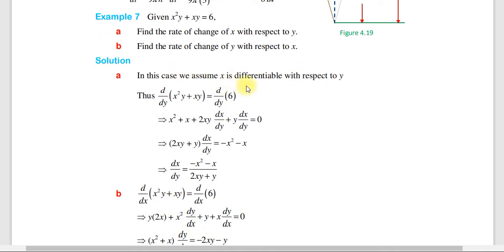In this case, we assume x is differentiable with respect to y. Thus, d by dy of x square y plus xy, which is equal to d by dy of 6. x square y plus xy ማለት 6 ነው ብለን። So, which implies that x square plus x plus 2xy dx by dy plus y dx with respect to y, which is equal to 0.